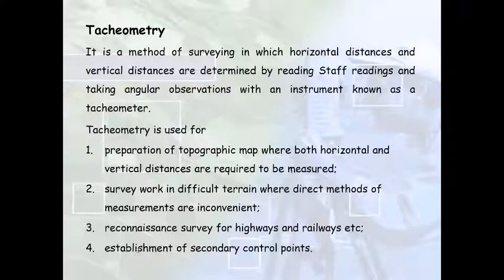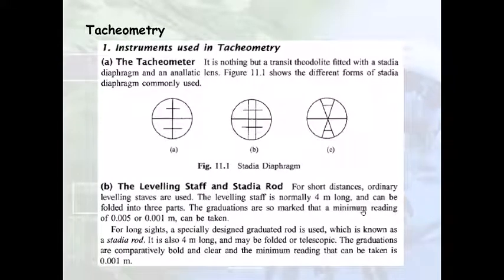And establishment of secondary control points. Like in the case of traversing, where we study that we lay out control points in the field. Control points are the ones whose distance from any reference point is known and whose reduced levels are also known, so they can become benchmarks. So basically points that can give you information about the land are control points.